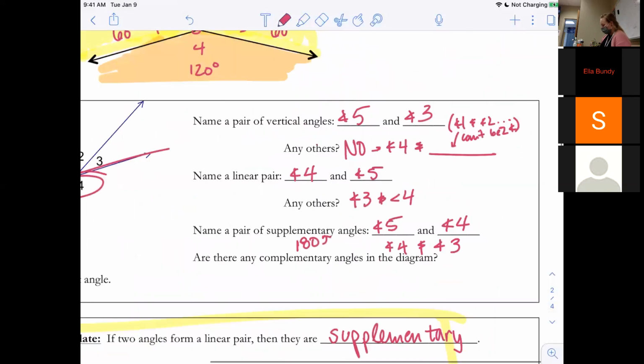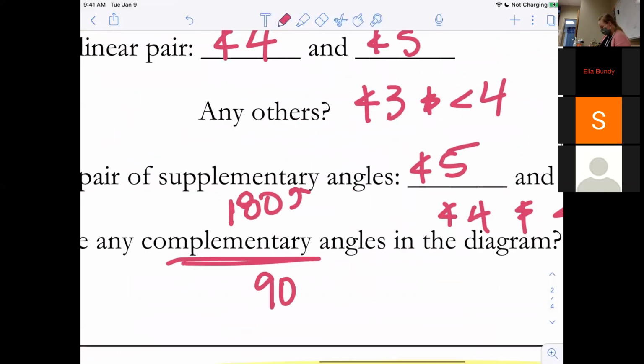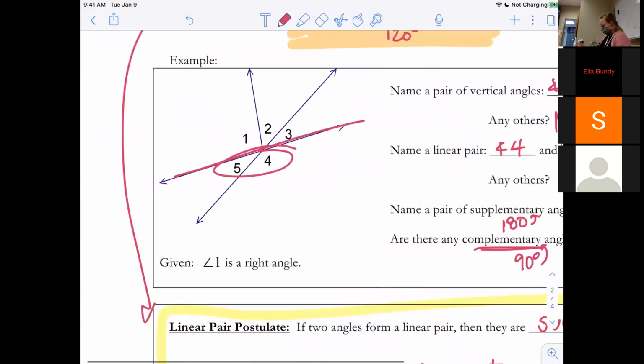Good. And then are there any complementary angles? What does complementary mean again? Add up to 90. Good, Kamara. Add up to 90. Are there any that add to 90?